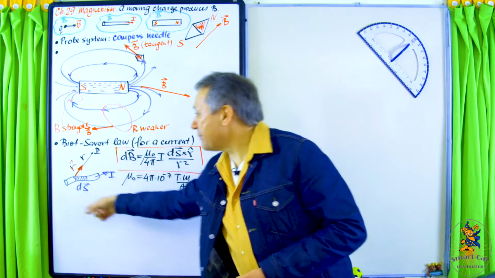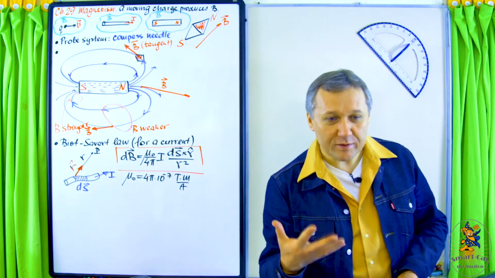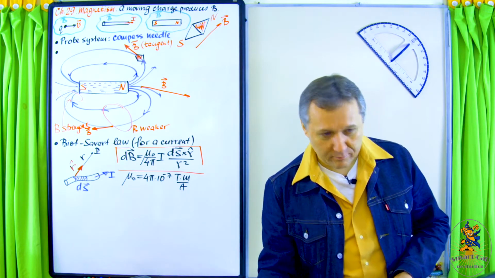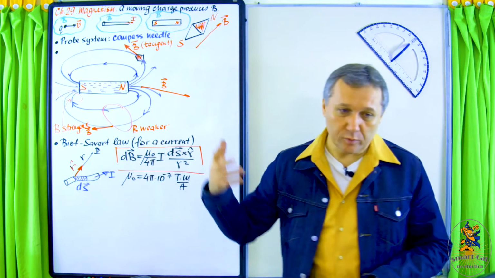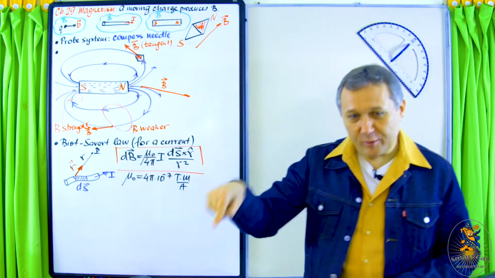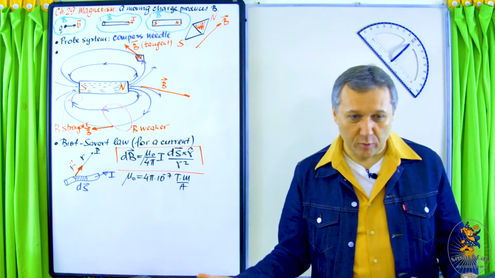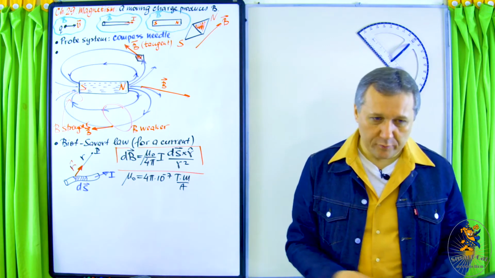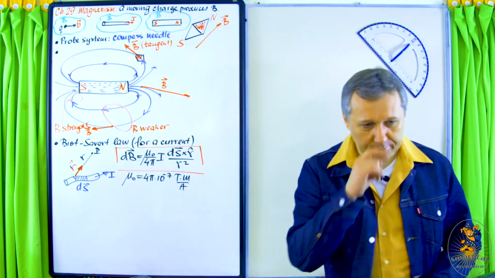If this space around the wire were filled with some material, then instead of mu naught, we would use mu, some constant which would describe properties of that particular material. Again, usually you open the book and find the value of mu, because they are all tabulated. Right?